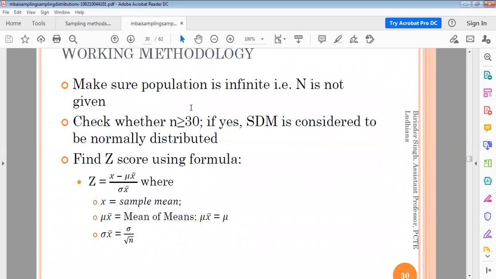First of all, you have to check the sample size. If the sample size n is greater than or equal to 30, then we have to apply the z score using this formula: z equals x bar minus mu x bar, divided by sigma x bar, where x bar is the sample mean. Okay, this x bar is actually subscript, not multiplication, this means the mean. So mu x bar equals mu, and sigma x bar equals sigma divided by root over n.